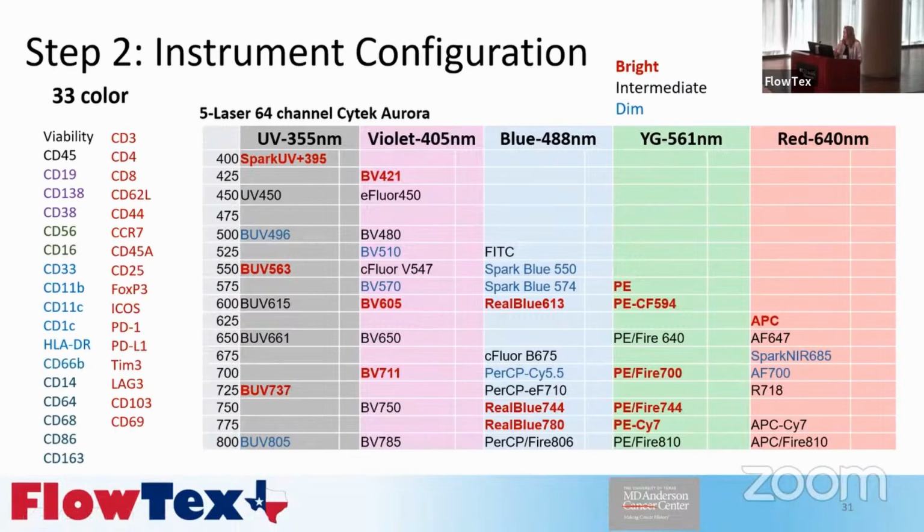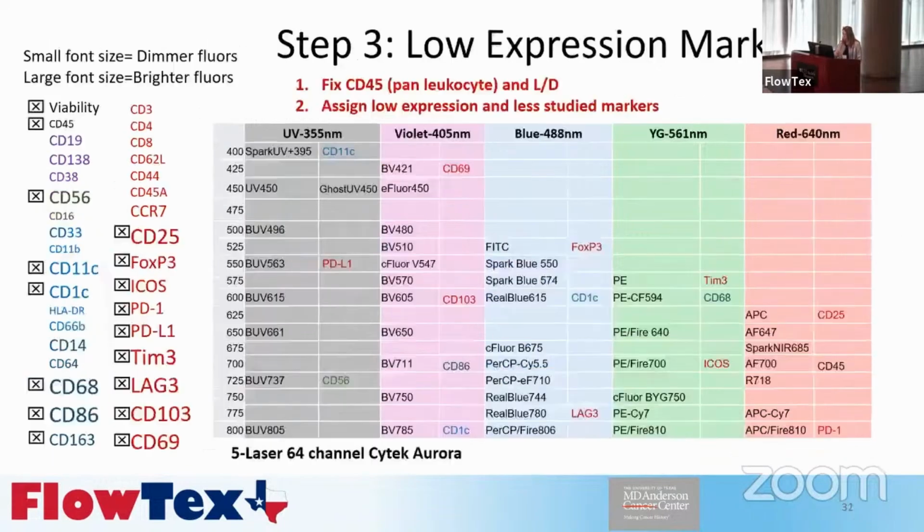I just need to know, in a broad brush, what's co-expressed. Okay, so I'm going to take this, and as we move over, I'm going to pick out my low expression markers. First, I'm going to set my viability and my CD45. This is always a thing for me. I like this UV 450 for viability and my CD45 on Alexa 700. It just works well every time.